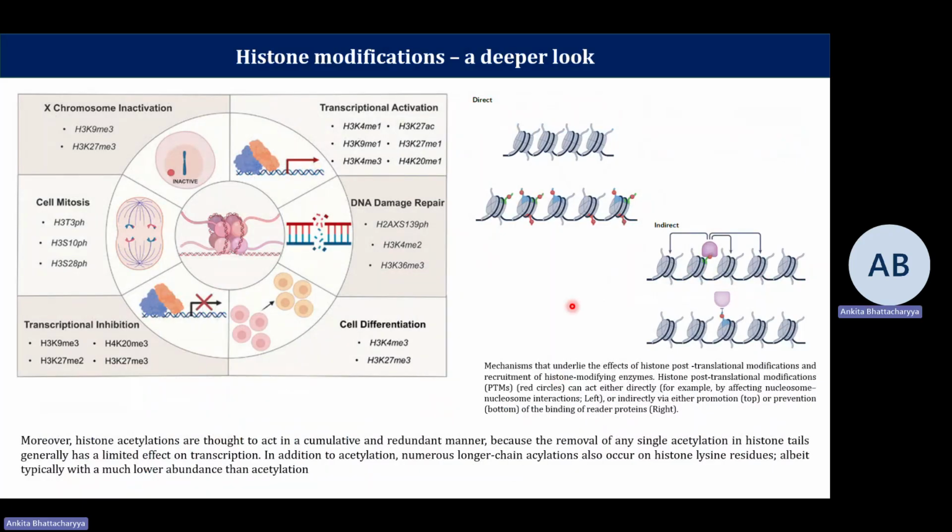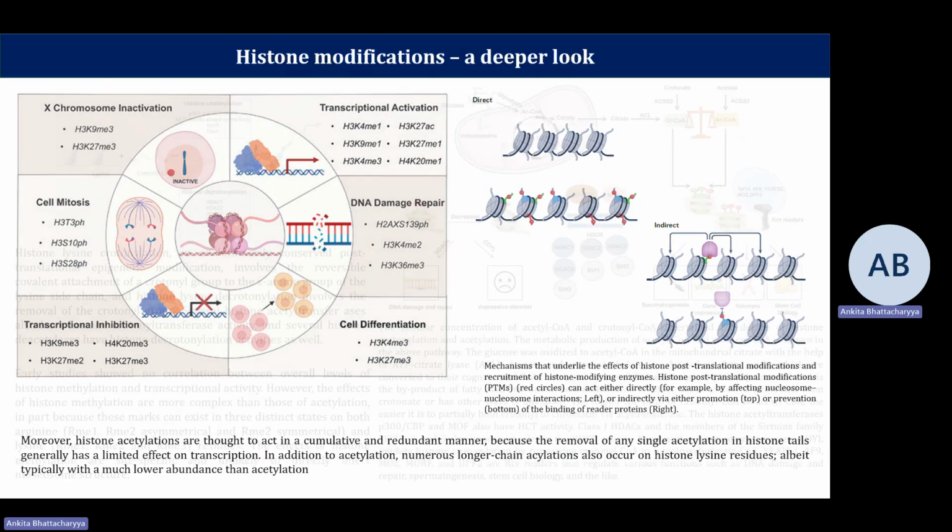Then we talked about different mechanisms that underlie the effect of histone post-translational modifications, recruitment of histone modifiers. There can be histone acetylation, the effect of it, the different ways in which the histone code has a role to play. X chromosome inactivation, cell mitosis, transcriptional inhibition, and transcriptional activation are the major classes that are very extensively studied. The histone mark you observe at a particular region can dictate a lot, so that's something very crucial. You have DNA damage repair, you have cell differentiation, etc.